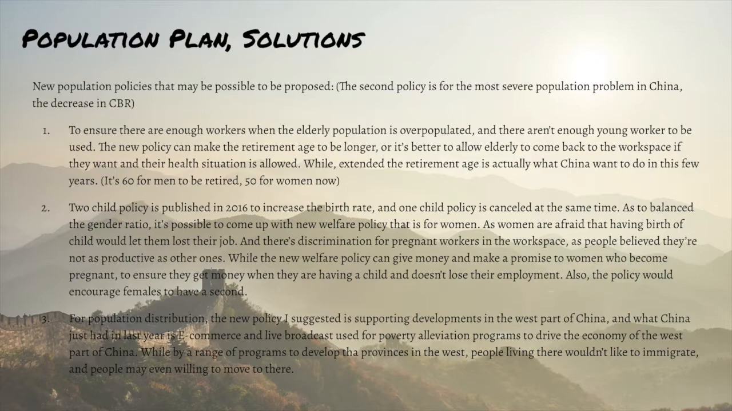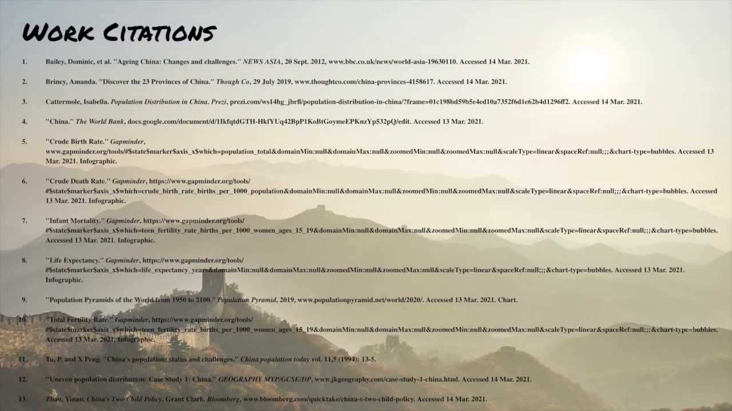Third, for population distribution, the new policy I suggest is supporting more development in the west part of China. What China just did last year was to use e-commerce and live broadcast for a poverty alleviation program to drive the economy of the west part of China, along with a range of programs to develop the western provinces. People living there wouldn't want to emigrate, and people may even be willing to move there.